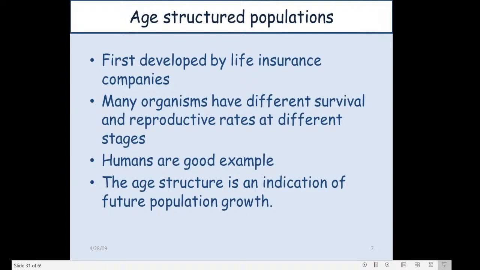The age structure of the population life table was first developed by life insurance companies, because many organisms have different survival and reproductive rates at different stages. Humans are a good example. The population growth rate varies with the ages.